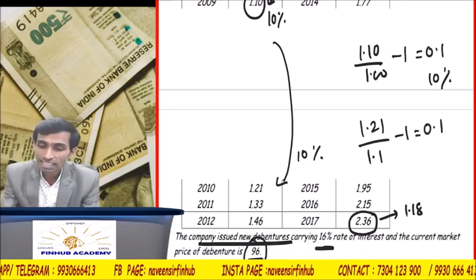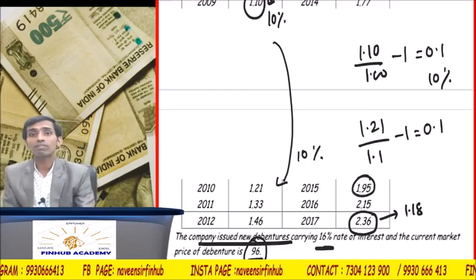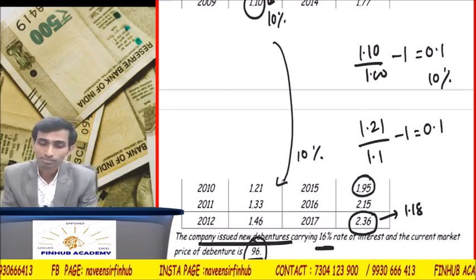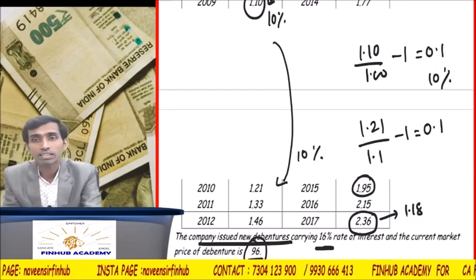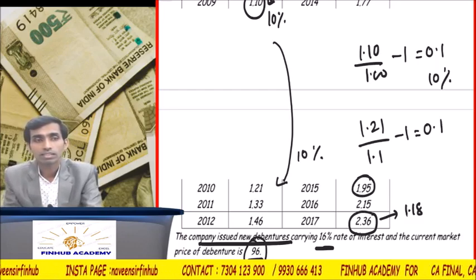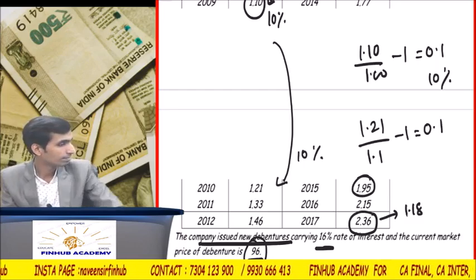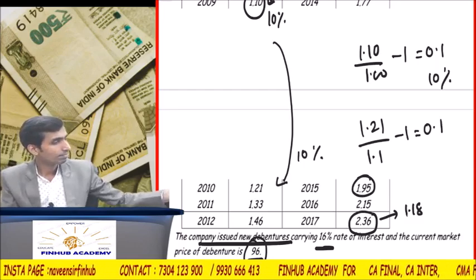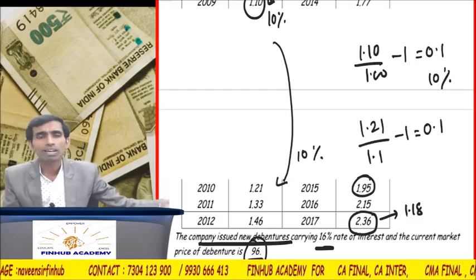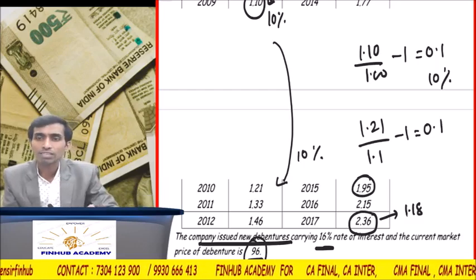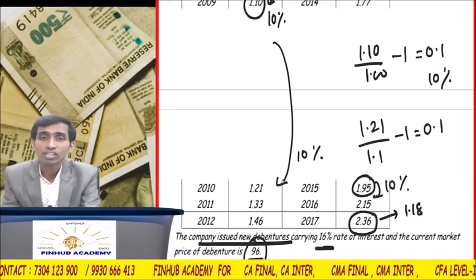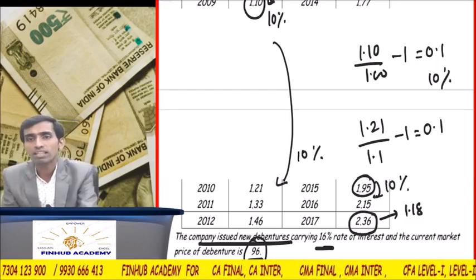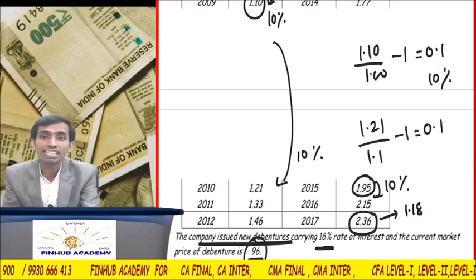Correct? See, add 10% to this. 1.95 plus 10%. How much is it? 2.145. 2.145 means almost 2.15. Means here also the growth is 10%. Means constantly the growth is how much? 10%. Therefore Gordon's model to calculate KE.